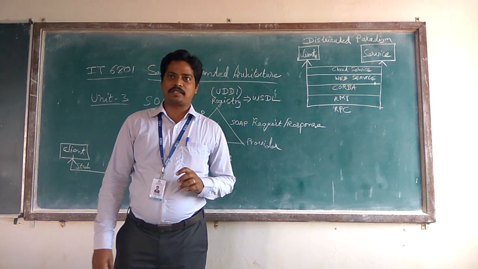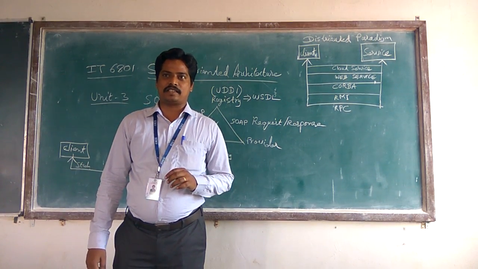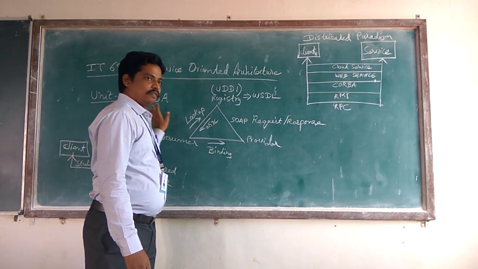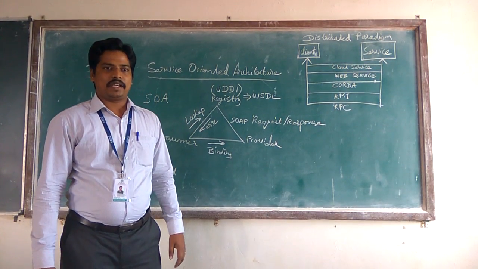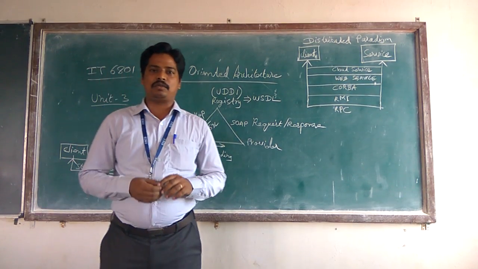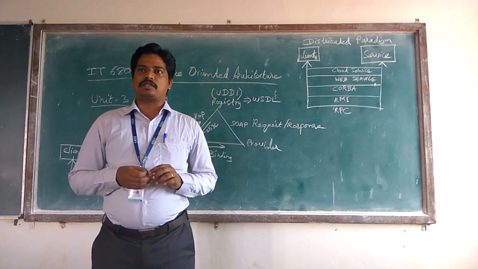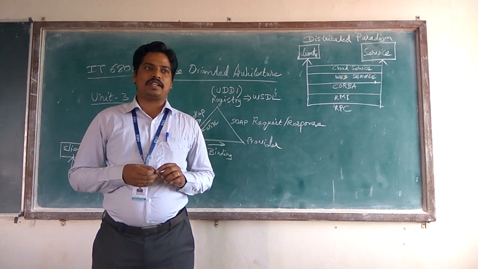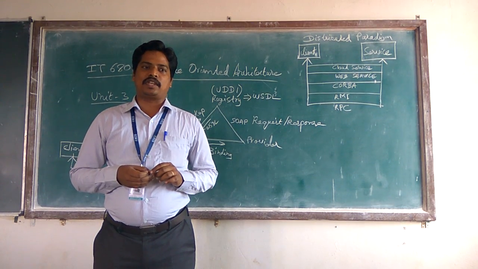Today we are going to discuss the course Service Oriented Architecture. Here we are going to discuss Unit 3, which covers the basic principles of SOA, Service Oriented Architecture. Before getting into SOA, we have to know the main objective and outcome of the particular sections. So here the main objective is to understand the basic principles of SOA.